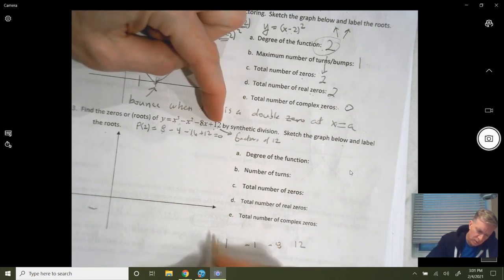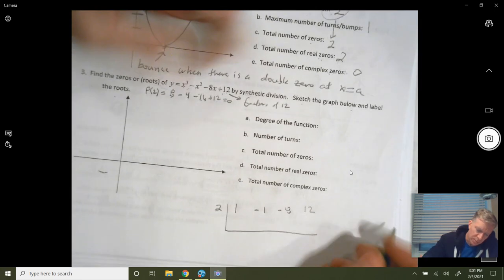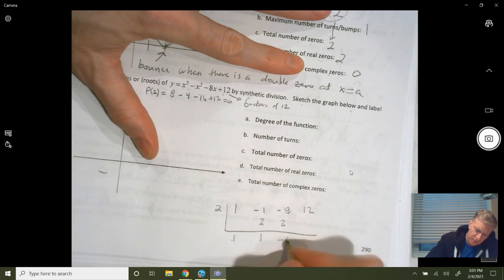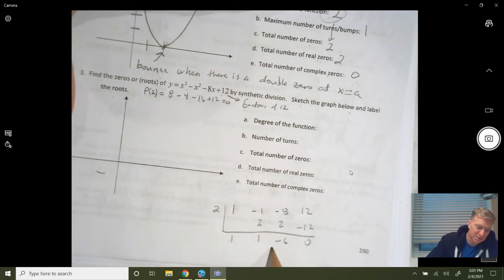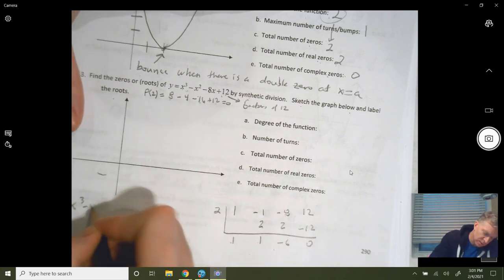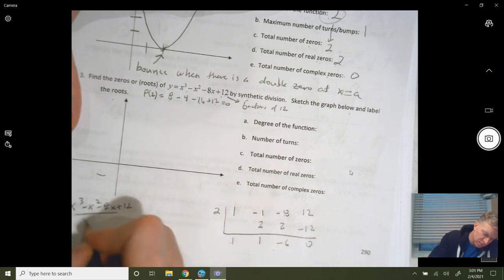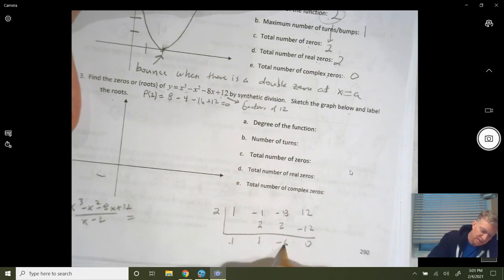Okay, up here in the corner, I know 2 is a zero, so I'm dividing by x minus 2. So we've got, bring down the 1, multiply by 2, add those together, multiply by 2, add those together, multiply by 2. We get 0, which we should. Remember what this means. This means we took this polynomial, x cubed minus x squared minus 8x plus 12. We're dividing by x minus 2. And what we get is x squared plus x minus 6.